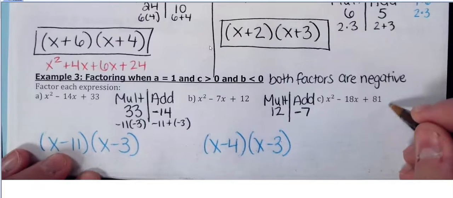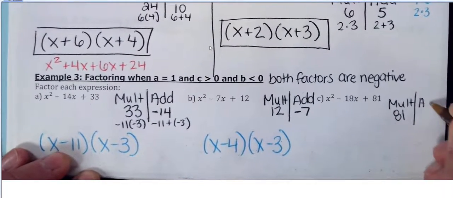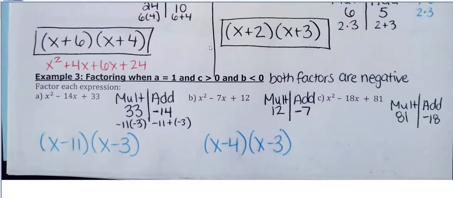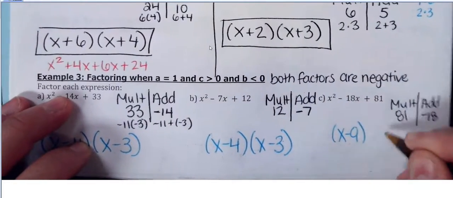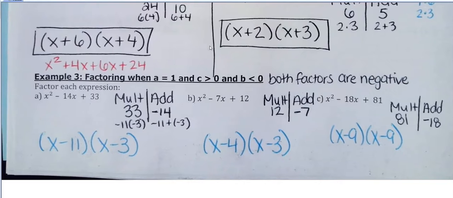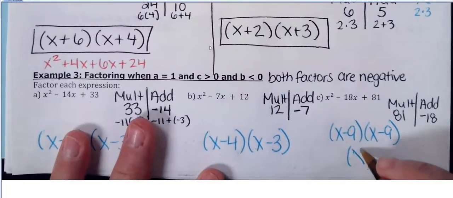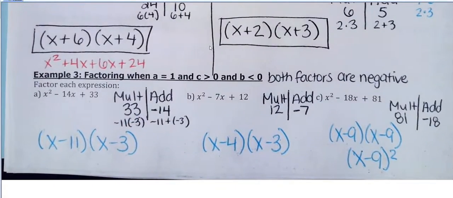All right, and I got one more. Multiply to get positive 81 and add to get negative 18. Negative 9, negative 9. Okay, so x minus 9, x minus 9. Is there any other way I can write that? Yes, okay, if they're both the same, we can just squish them together and write it as x minus 9 squared, because I'm just multiplying it by itself. You can only do that if they're exactly the same. Does anybody have any questions?